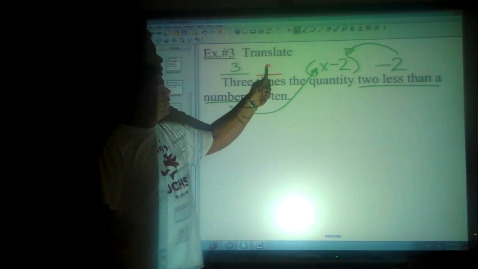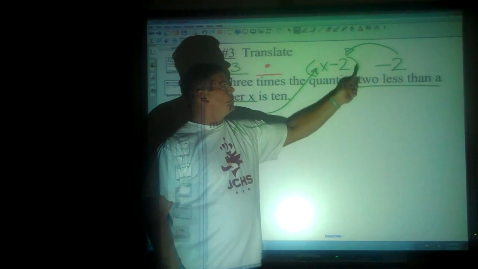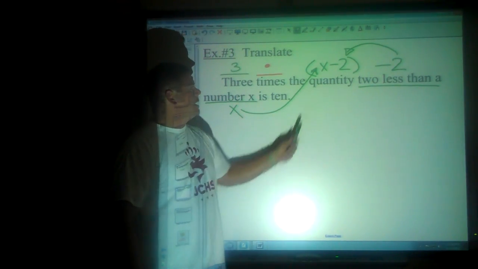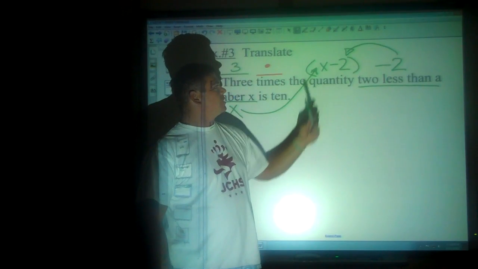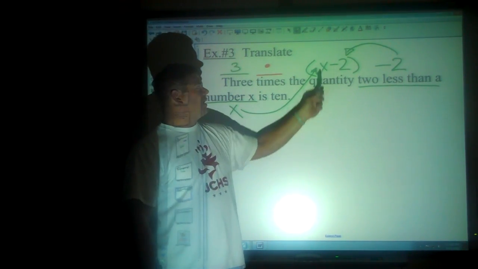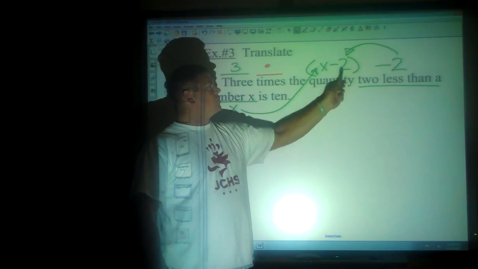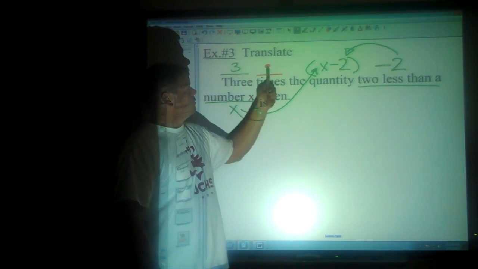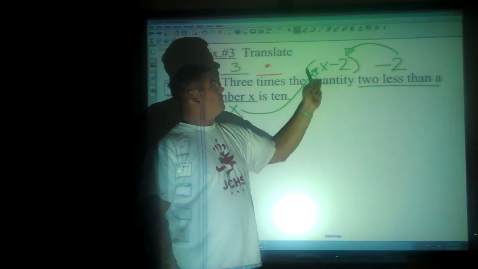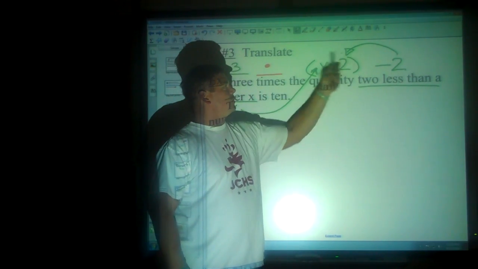So now 3 is being multiplied by this quantity, whatever that result is. So say I said x is equal to 10. I'd put a 10 right here, and 10 minus 2 is 8. Then I could take 3 and multiply by that quantity of 8. If I said x was 20, 20 minus 2 is 18. So I could take 3 and multiply by that quantity of 18. But I can't take 3 and multiply it until I find out what this quantity is equal to.